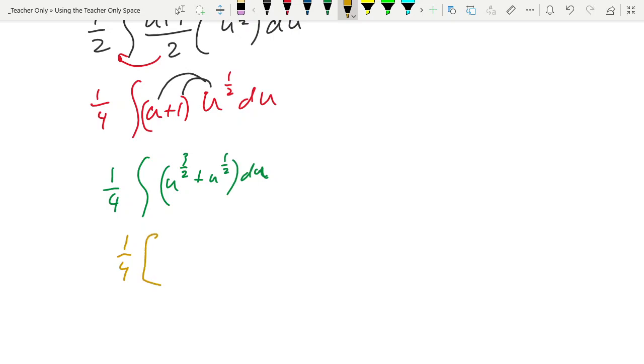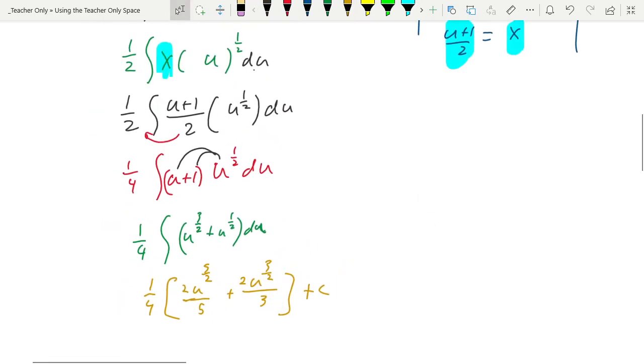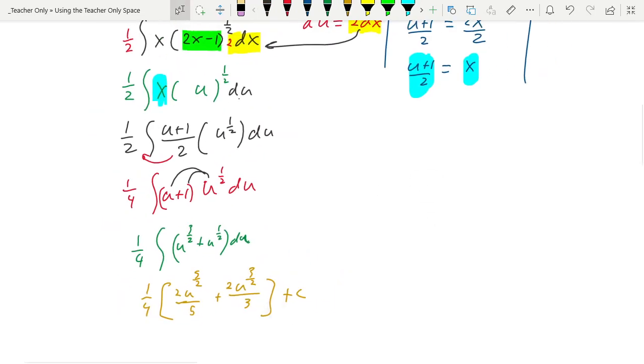The antiderivative of u to the 3/2, we're going to add 1, so that's u to the 5/2 divided by 5/2, plus u to the, we add 1 again, so that's 3/2 divided by 3/2. And don't forget your plus c, and we're done, right? No, don't forget, we didn't start with u, so we can't end with u.